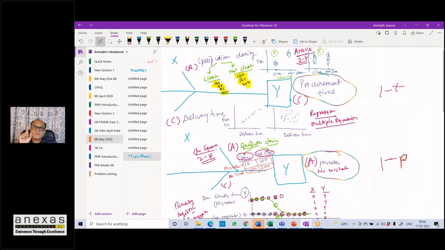Means when the specification clarity is not impacting, I'm interested in not making a change. That's what I'm interested in. So I'm more focused on alpha. Right now, I want to protect myself from making a wrong judgment and making the company change its policies. See, you are a black belt. Company listens to you. When you say clarity is the important thing affecting the procurement time, company will start changing its processes, changing the templates, buy some software based on your recommendation because you're pointing a finger toward one X factor. You've told that this is an X factor which is responsible.